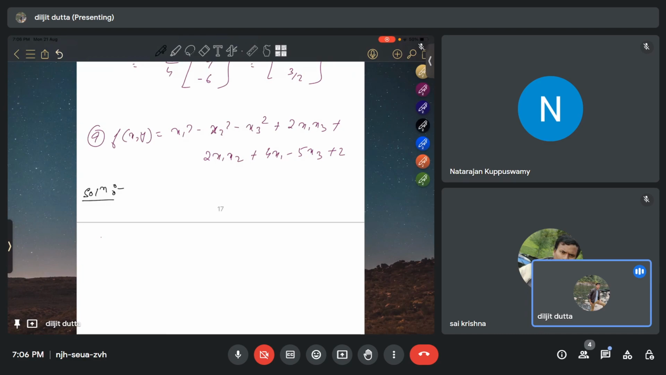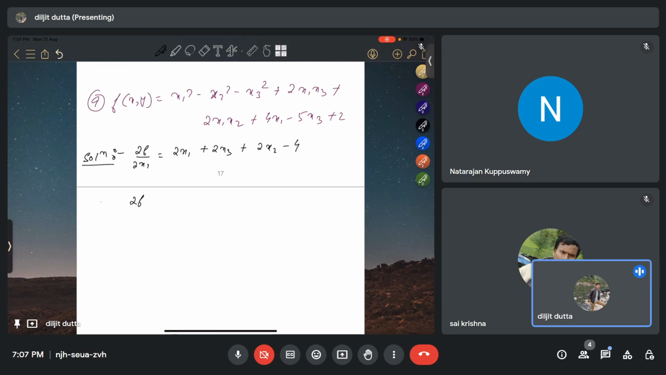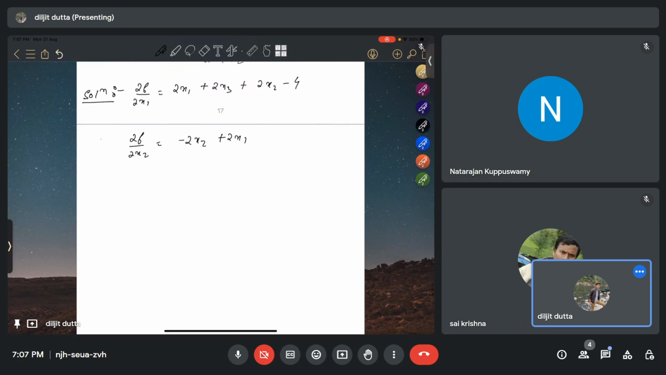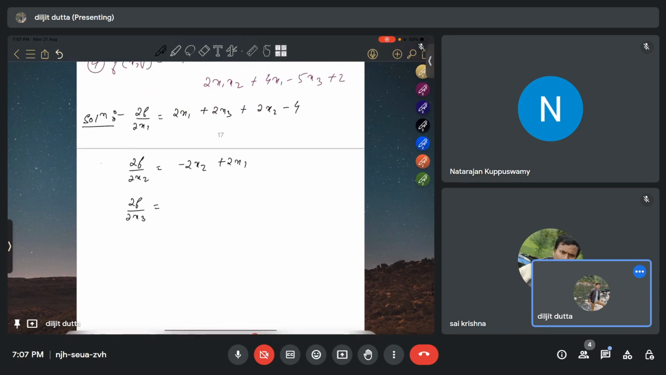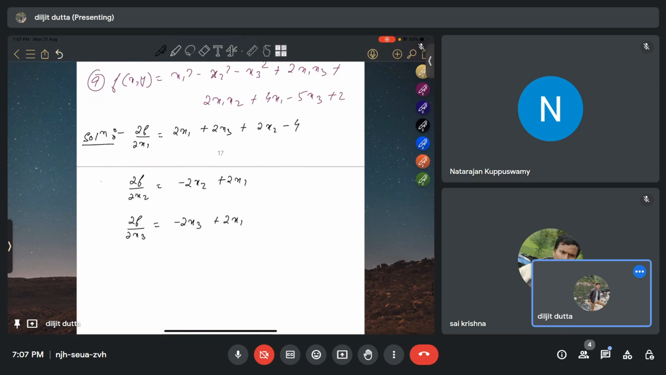So this is a function of 3 variables. So the Hessian matrix will be a 3 by 3 matrix. So again we'll have to find the values. So let's find del f by del x1, which is equal to 2x1 plus 2x3 plus 2x2 minus 4. Del f by del x2 is equal to minus 2x2 plus 2x1, and del f by del x3 is equal to minus 2x3 plus 2x1 minus 5.